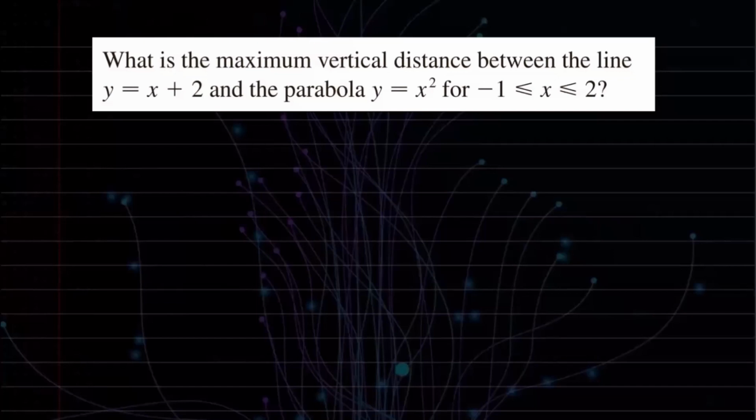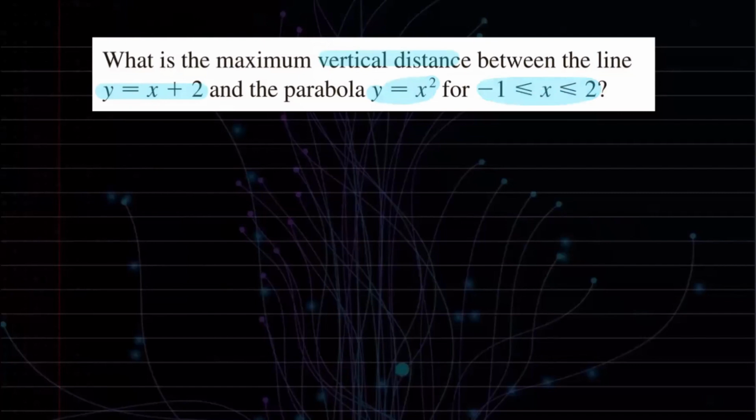Hi everyone. Let's take a look at this interesting optimization problem. We want to find what is the maximum vertical distance between the line y equals x plus 2 and the parabola y equals x squared on this interval, x is between -1 and 2.